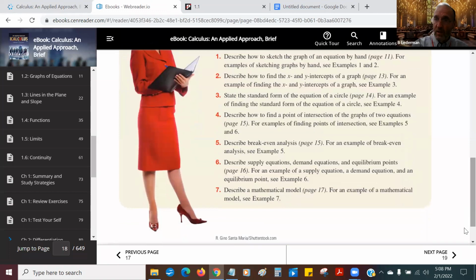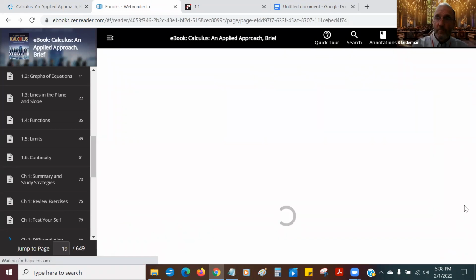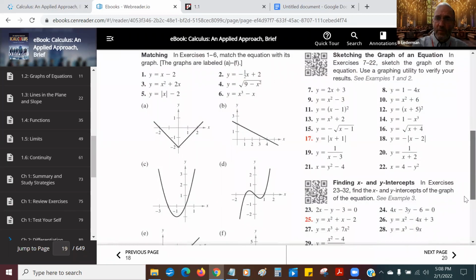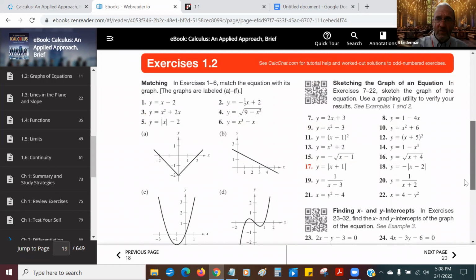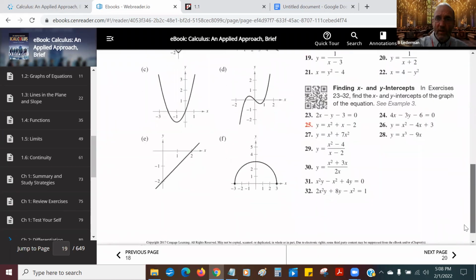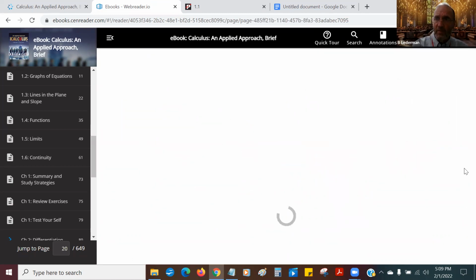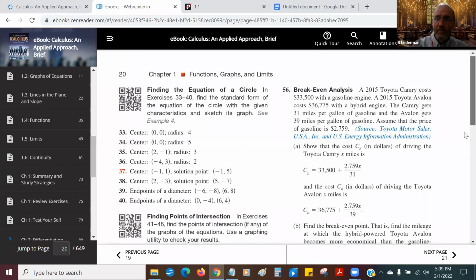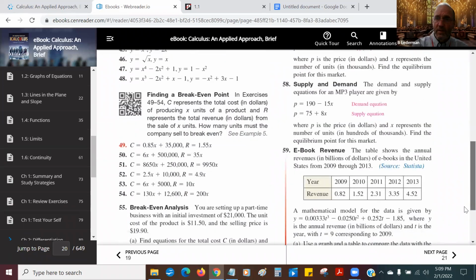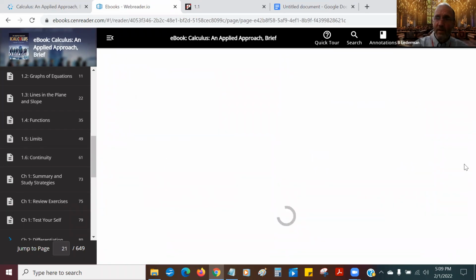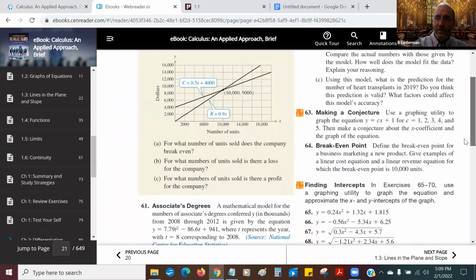Let's look at the homework. These are the problems for 1.2. I'm going to put the homework in Canvas for this section. These are the various homework problems. I'll put the problems in Canvas. You'll see what they are, and that, my friend, is the story.